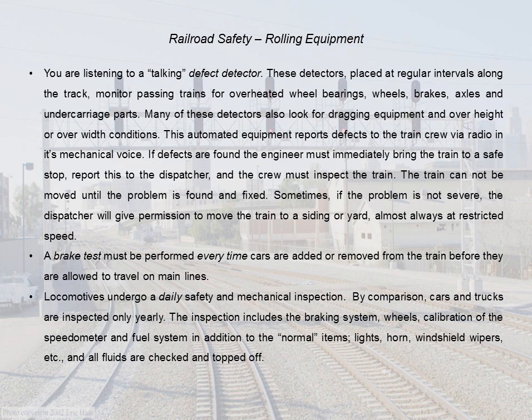A brake test must be performed every time cars are added or removed from the train before they are allowed to travel on main lines. Locomotives undergo a daily safety and mechanical inspection. By comparison, cars and trucks are inspected only yearly. The inspection includes the braking system, wheels, calibration of the speedometer, and fuel system in addition to the normal items, lights, horn, windshield wipers, etc., and all fluids are checked and topped off.